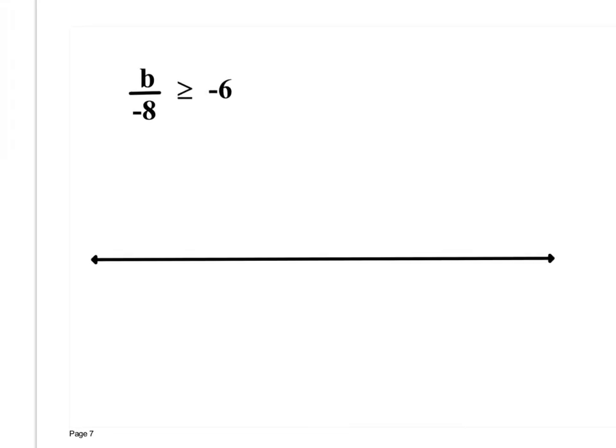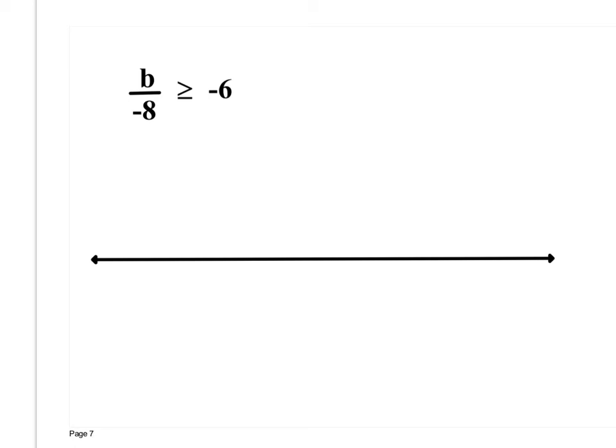Alright, write this one down. Here they give you b divided by negative 8, which is greater than or equal to negative 6. Your job is to figure out what b is that makes this a true statement. And there's a few problems where it asks you to graph on a number line. So we're going to do that just to make sure you understand.